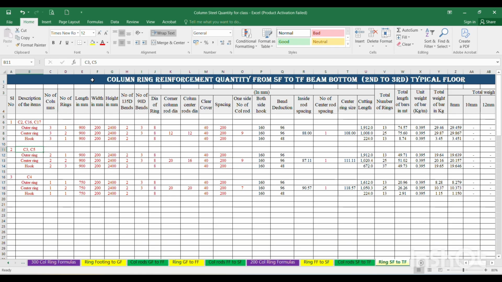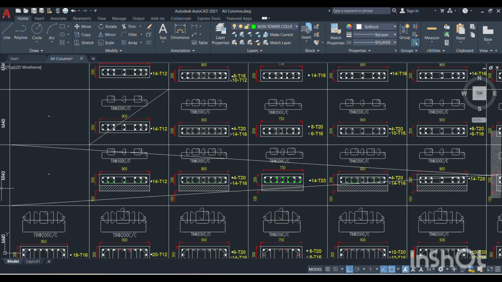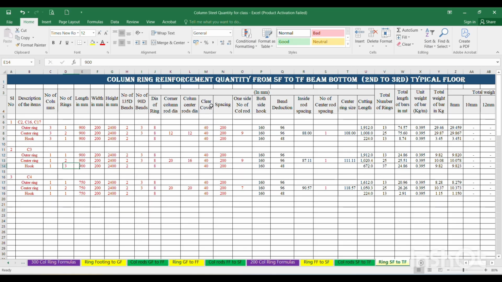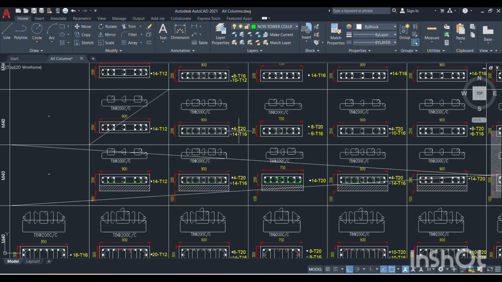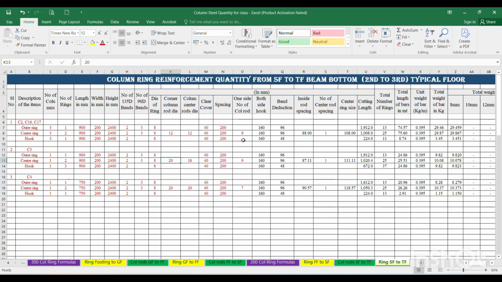So now I got only C3, so that's why only C3 I am taking, and the number of columns is 1. How many ring patterns are there? Here 1 outer ring, 2 center ring, and 3 hook. Same 1, 2, 3 is there. The column size is 900 by 200, height is 2400, and the number of bends are the same, dia is the same, and here this is the corner column rod dia. Which is the corner column rod dia over here? This 4 number of 20 is the corner column rod dia, and inside this the hook is 16 dia. So 20 and this is 16.